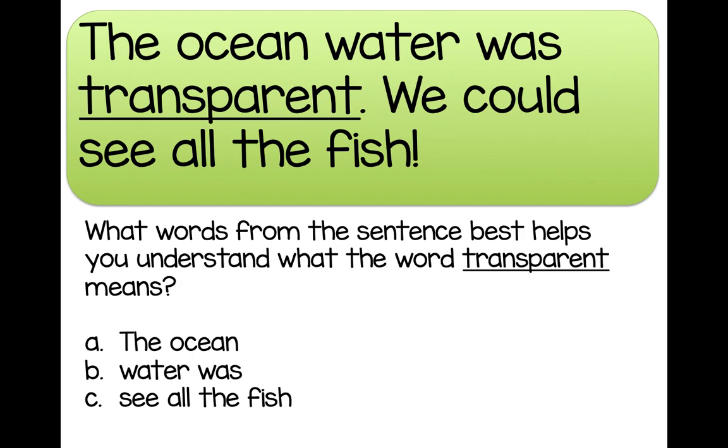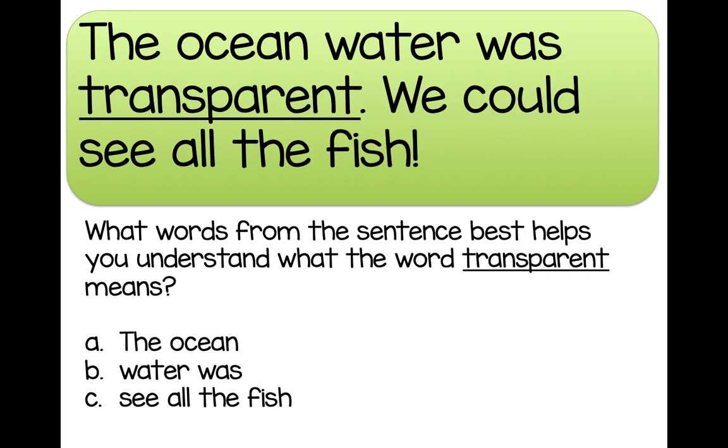The ocean water was transparent. We could see all the fish. I don't know what the word transparent means, so how can I use my context clues to figure out that word? I can look at words in the sentence that help me know the meaning. The ocean water was transparent. We could see all the fish. If I could see all the fish in the ocean water, that helps me know that transparent means clear. I can see clearly.